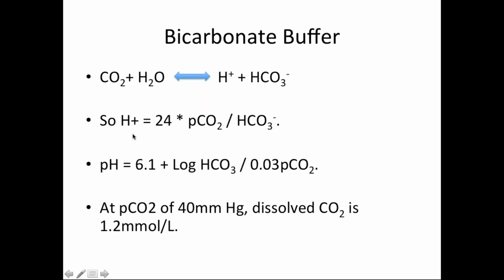The reaction can also be listed in the Henderson-Hasselbalch equation as the pH is equal to 6.1 plus log of the bicarb divided by 0.03 times the PCO2, where 0.03 is the dissolution constant for the CO2. So at a PCO2 of 40, which is the usual concentration of CO2 in the artery, the dissolved CO2 is 0.03 times 40, which is 1.2 millimoles per liter.